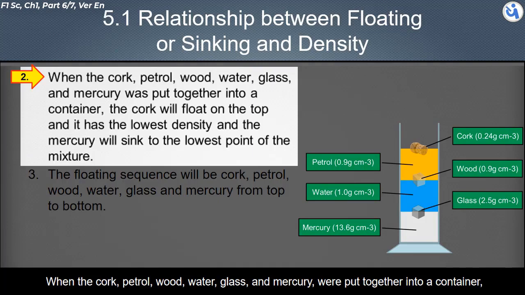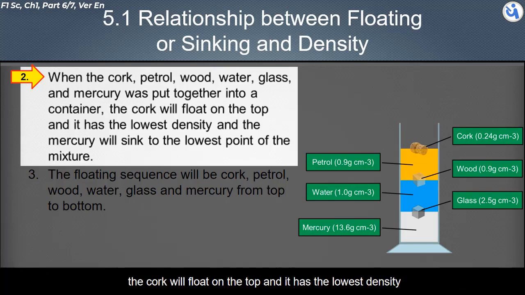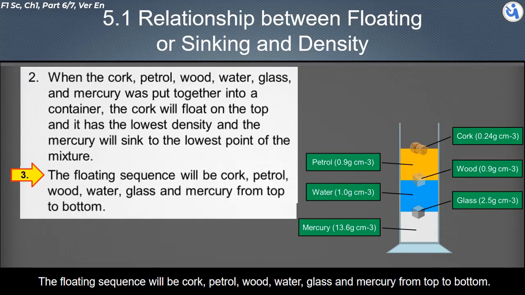When the cork, petrol, wood, water, glass, and mercury are put together into a container, the cork will float on the top, as it has the lowest density, and the mercury will sink to the lowest point of the mixture. The floating sequence will be cork, petrol, wood, water, glass, and mercury, from top to bottom.